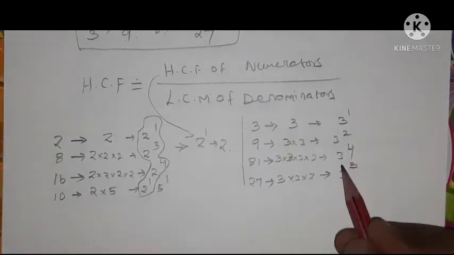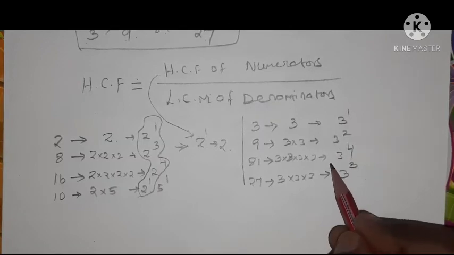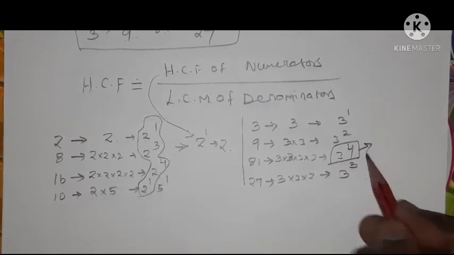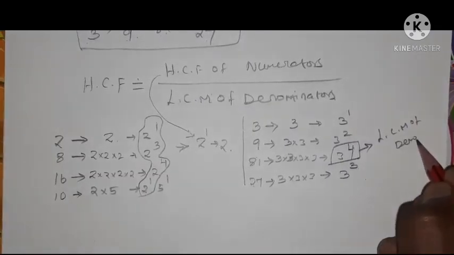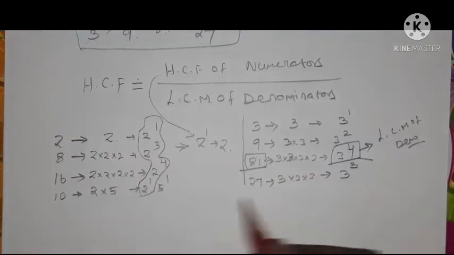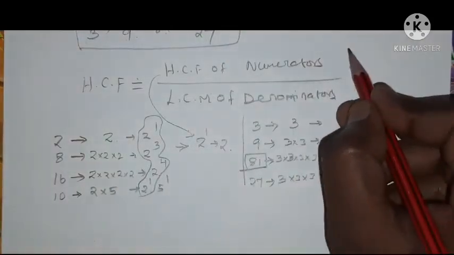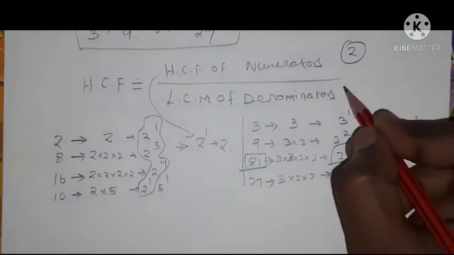So look at the highest powers of the common factors. The common factor is 3, where the highest power is 3 power 4. Hence this is the LCM of the denominators. So 3 power 4 can be expressed as 81. So we found now the HCF of the numerators is 2, where the LCM of the denominators is 81.